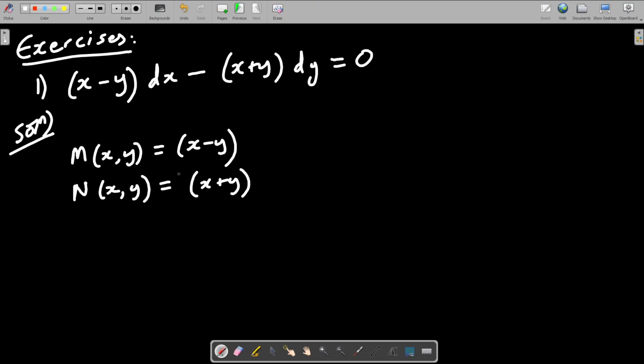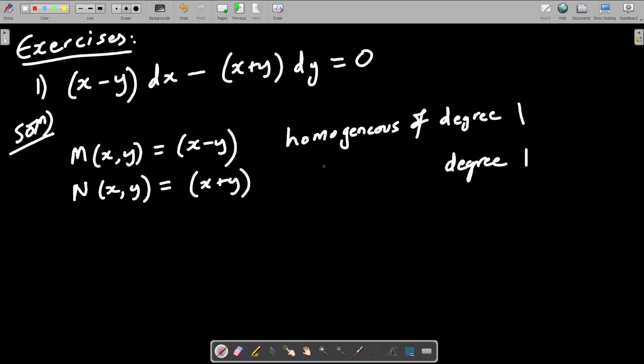You can do it roughly. What will happen if you try to replace x with tx and y with ty? You get tx minus ty. T will come out common. So this is homogeneous of degree 1. What about the second one? Same thing, no? This is also homogeneous of degree 1. So both the terms M and N are homogeneous of the same degree, right?